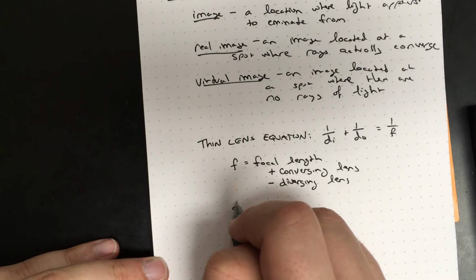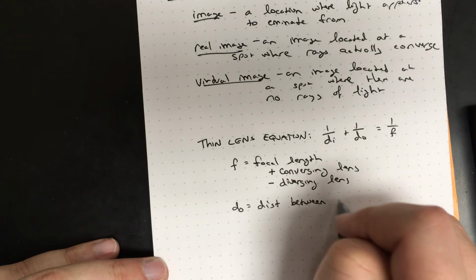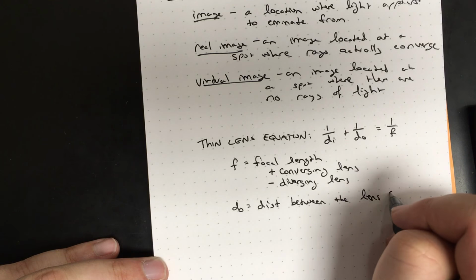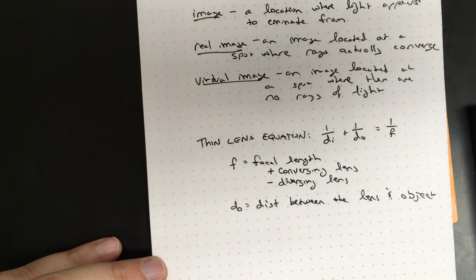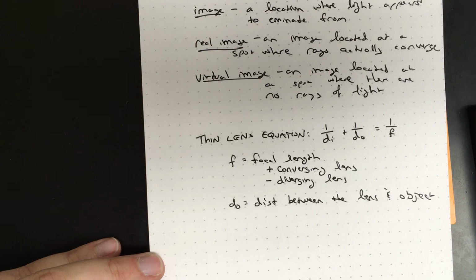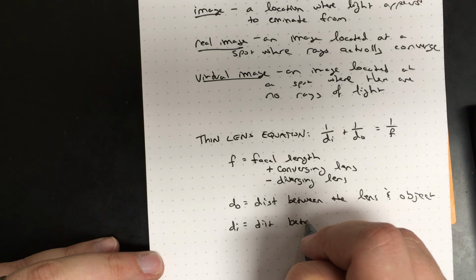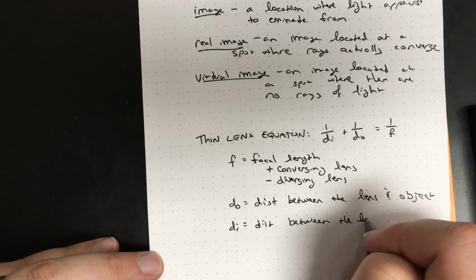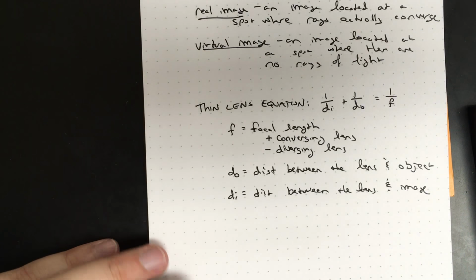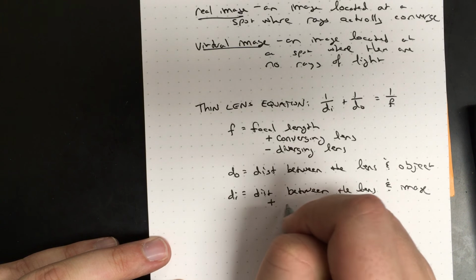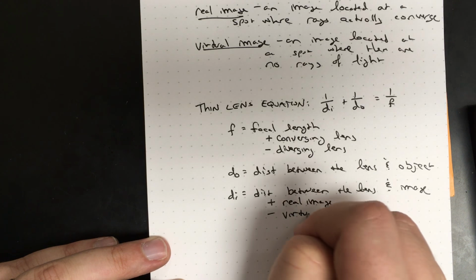Now, di, or let's start with do first. do stands for the distance between the lens and the object. So then di stands for the distance between the lens and the image. And again, this one can be positive or negative. Whenever it's positive, it means you have a real image. And whenever it's negative, it means that you have a virtual image.